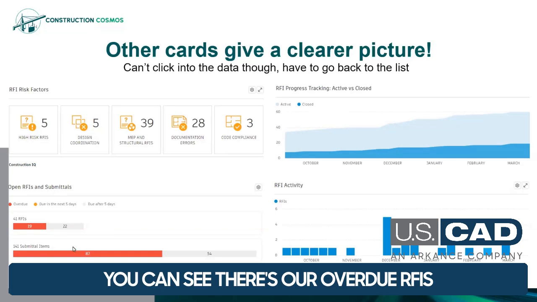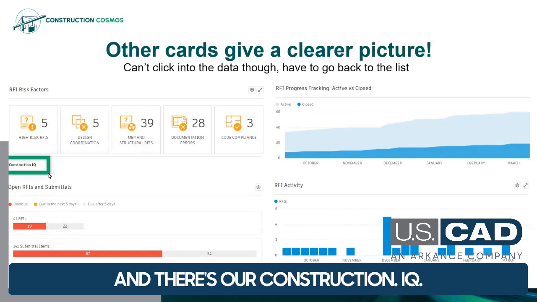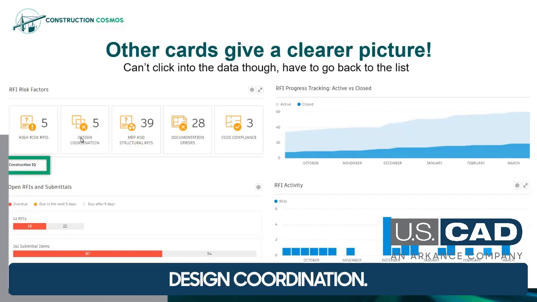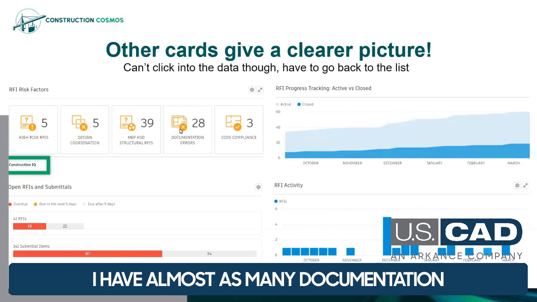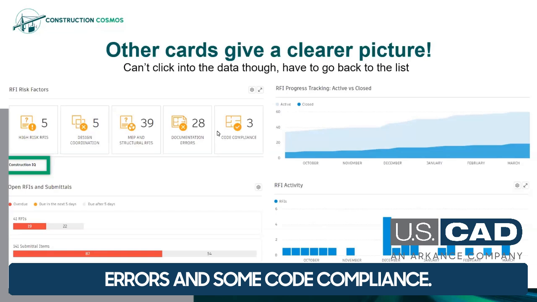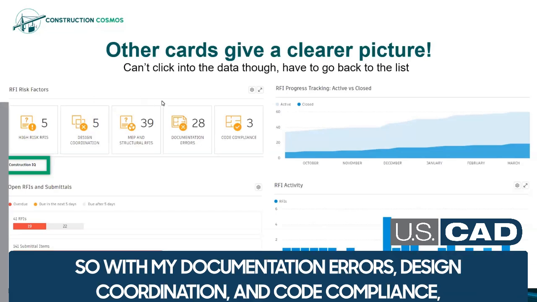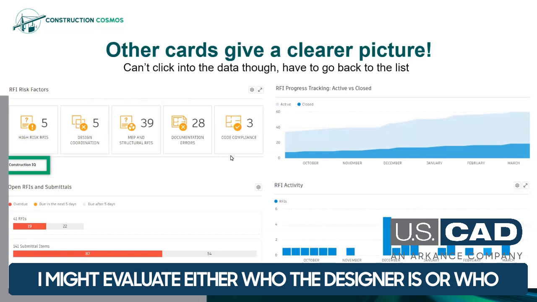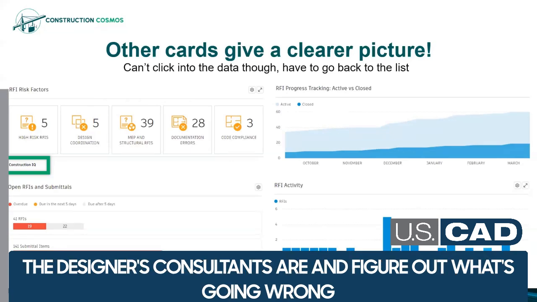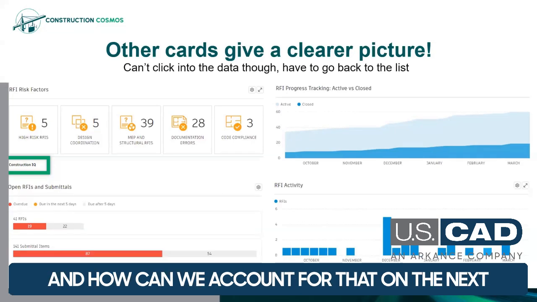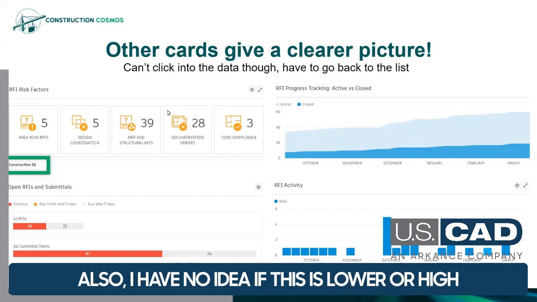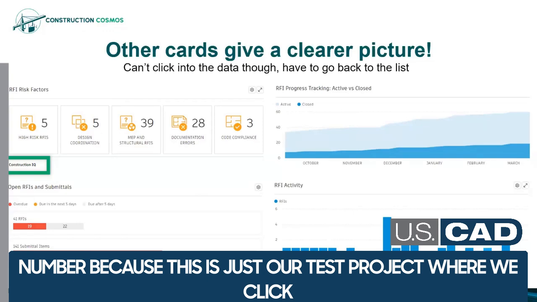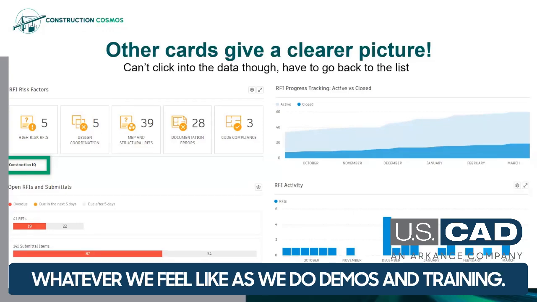You can see there's our overdue RFIs and submittals I pointed out earlier, and there's our construction IQ. High risk factors, design coordination, MEP, and structural RFI. So when it's tied to those disciplines, it's going to pull that information in. I have almost as many documentation errors and some code compliance. So with my documentation errors, design coordination, and code compliance, I might evaluate either who the designer is or who the designer's consultants are and figure out what's going wrong and how can we account for that on the next project we work for with them. Also, I have no idea if this is a low or a high number because this is just our test project where we click whatever we feel like as we do demos and training. So kind of fun.